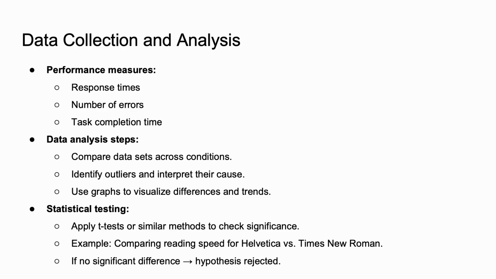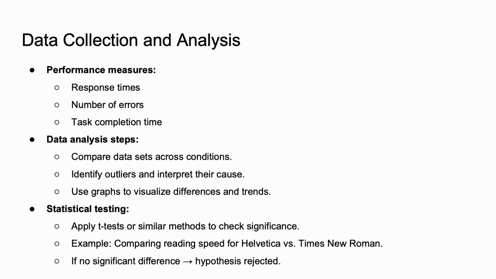In user testing, the data collected focuses on objective performance: how long users take to complete tasks, how many mistakes they make, and their overall speed or accuracy. Once the data is gathered, the next step is to analyze patterns across conditions to see if one design performs better than the other. Graphs are a quick and effective way to visualize performance differences and spot any unusual or extreme results. Statistical tools such as t-tests help determine if observed differences are truly significant or just due to chance.